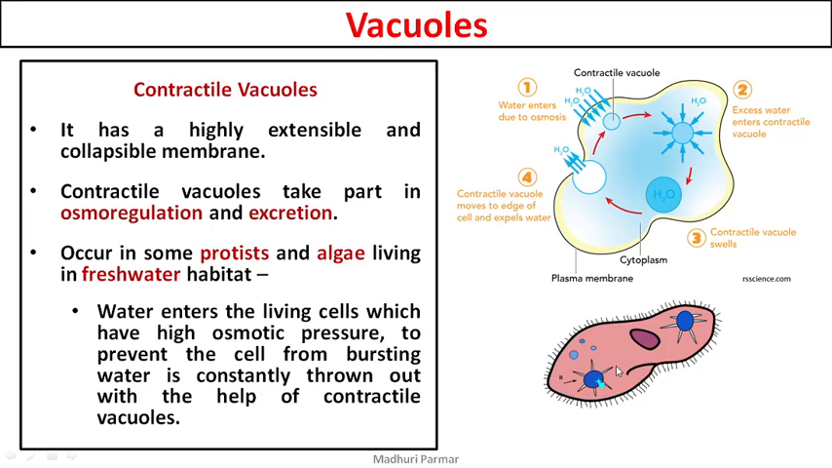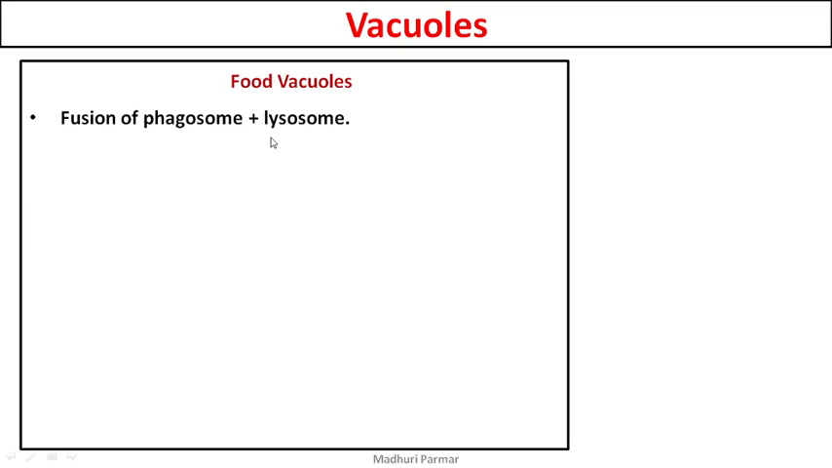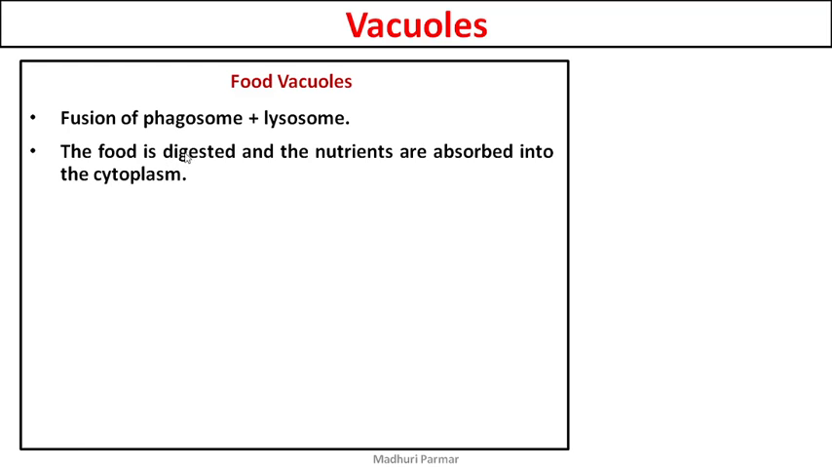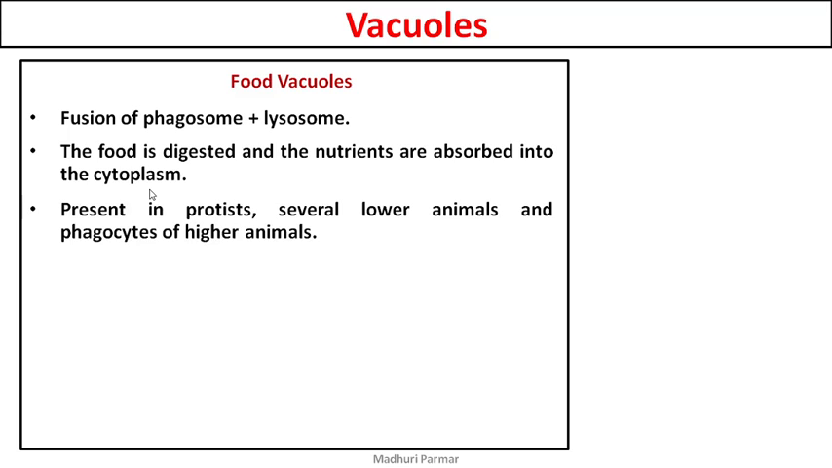Never mind. The third type of vacuoles are food vacuoles. We already studied this when we were studying lysosomes, so it is very easy for you. The food vacuoles are called phagosomes. When there is fusion of phagosome and lysosome, then obviously the food will get digested, the nutrients will get absorbed, and whatever undigested material is there will get exocytosed.